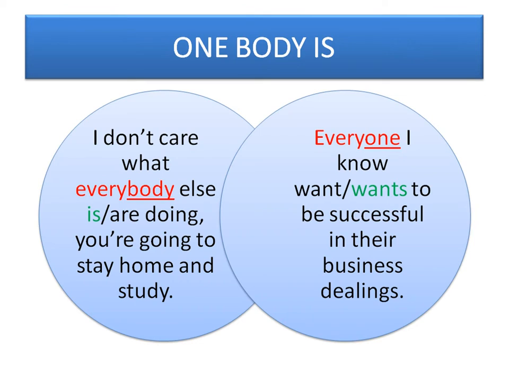Everyone I know wants to be successful in their business dealing. Now here we can't think just is, we have to think what the other words behave like on our chart when they look like is. And remember, all the ones in that category are the ones that end in S. Is, has, plays, and wants. So here we choose everyone I know wants to be successful in their business dealings.